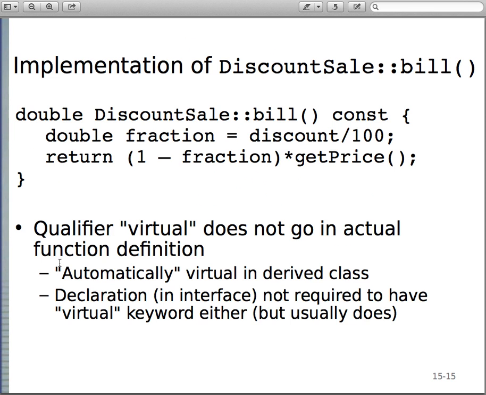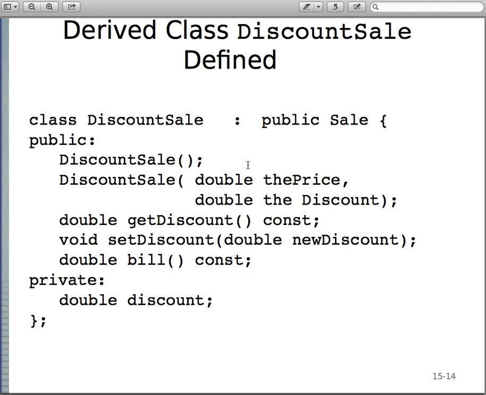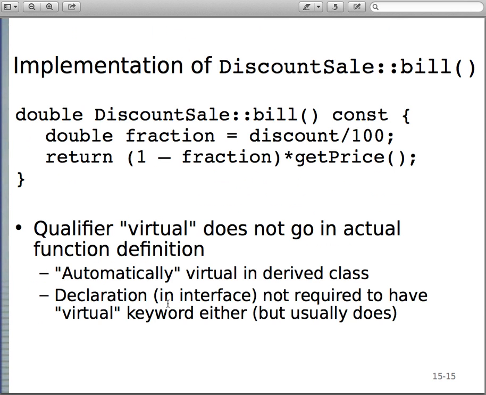Okay, so now let's take a look at the implementation of the discount sale bill member function. That is the member function bill for the discount sale class. What it'll do is compute a fraction, which is the discount data member, here, divided by 100. So if you have a discount of 10%, the fraction will be 0.1 and so on. And then you return the actual price, which is 1 minus the fraction times the price.